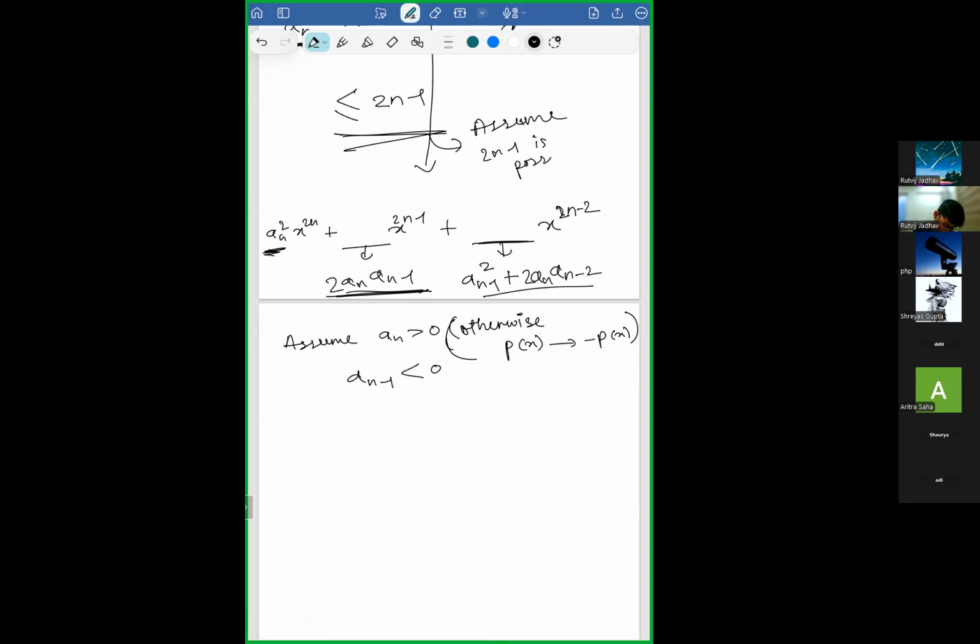So all the coefficients other than the first and the last are negative. So an minus 1 is also negative. Now here we have an minus 1 the whole square plus 2an times an minus 2. So here an minus 2 would also be negative by similar logic. So you can see that we can just proceed inductively.